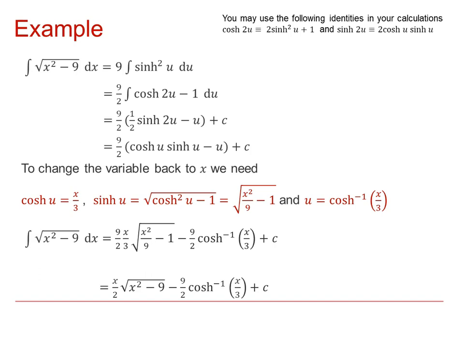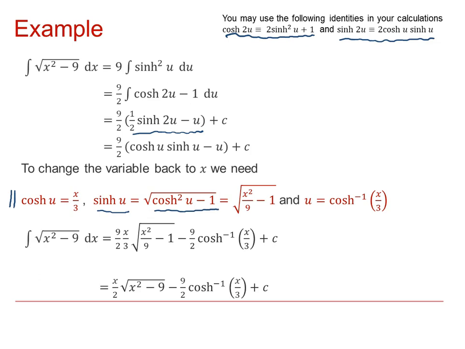Just checking back through those steps, we started off with the integral of sine squared, and we could use this identity to change it to cos 2u minus 1, which we could then integrate quite straightforwardly. Needed the second identity to change sine 2u to cos u sine u. Once we've done that, we need to look at the reverse substitutions. So we had that cos u was equal to x over 3, and then using sine u being the square root of cos squared minus 1, and also u is cos to the minus 1 x over 3.